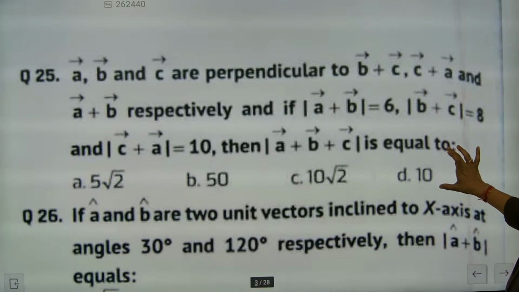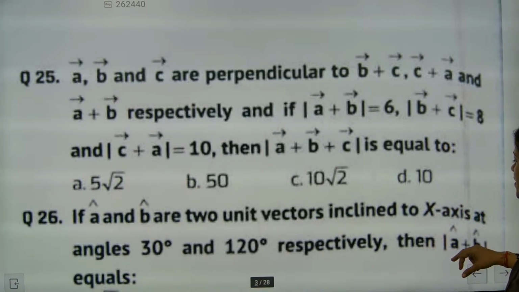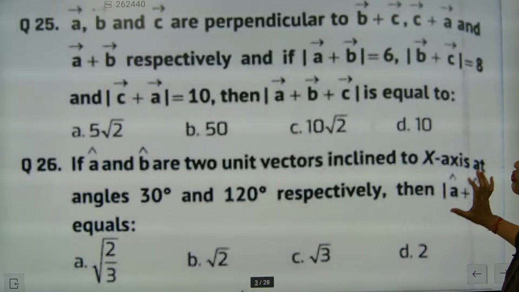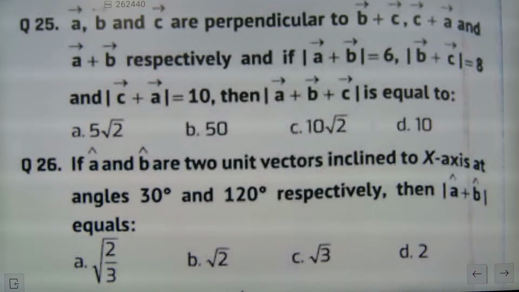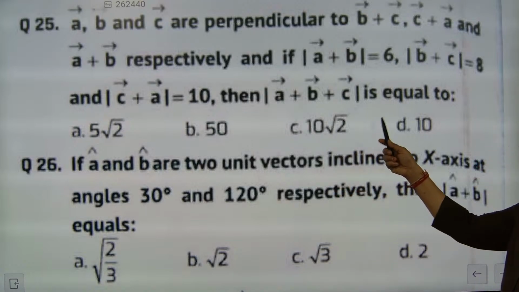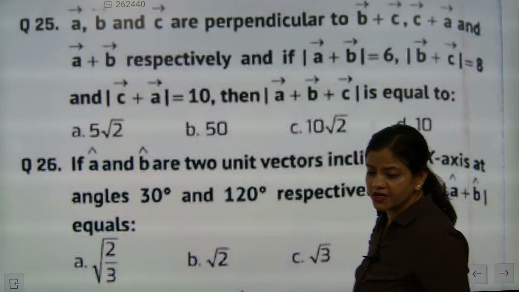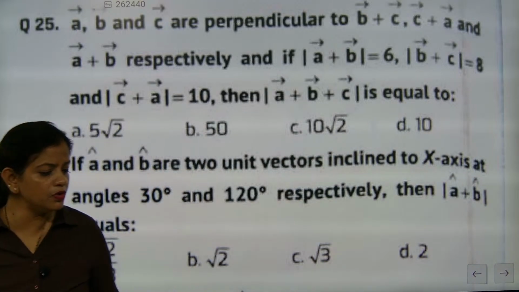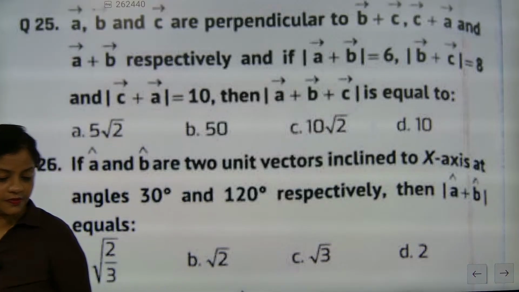See, this one question is there. Again, I want you to be very acquainted with this type of question. These two questions, question number 25 and 26, please solve them because they are based on A vector plus B vector plus C vector. Do this question one time. Don't leave these questions, please.